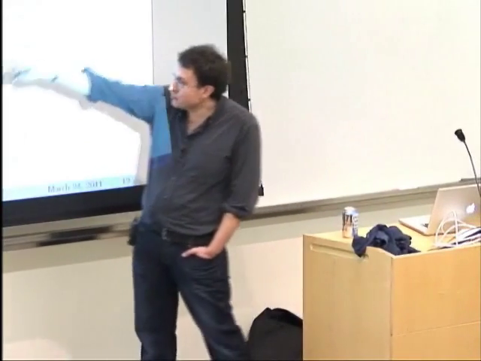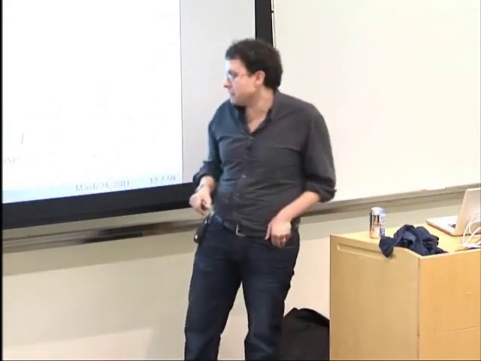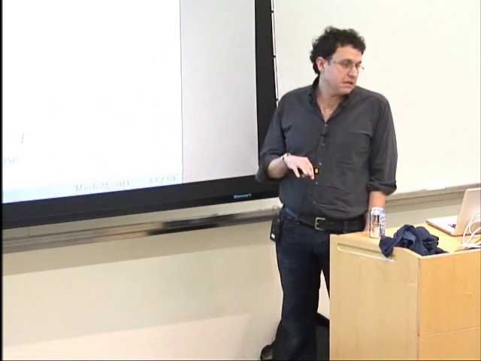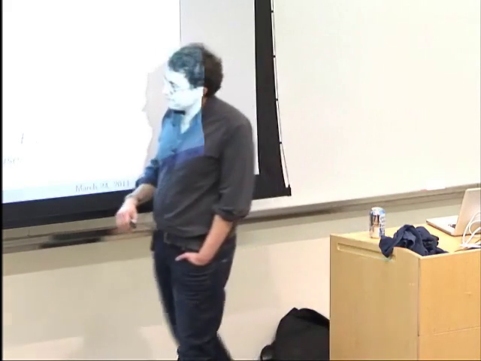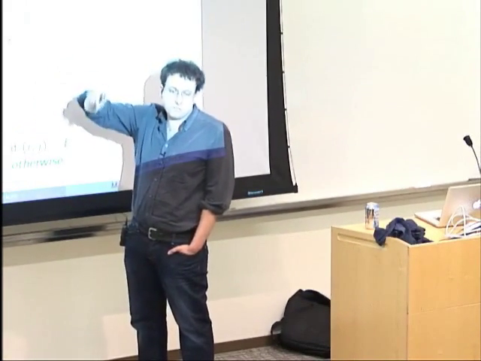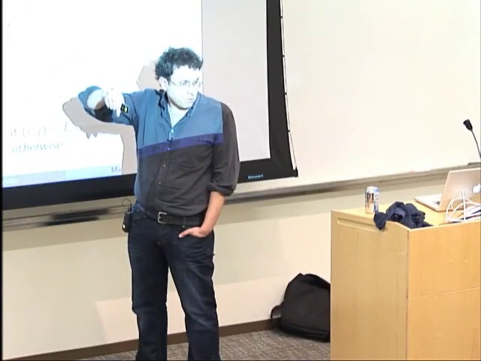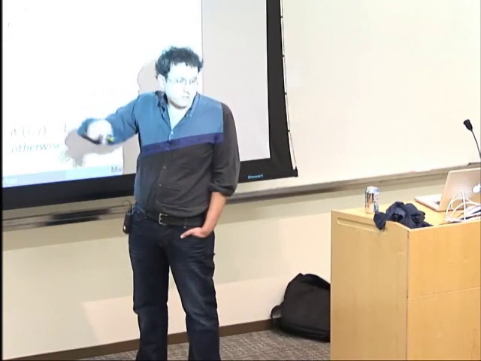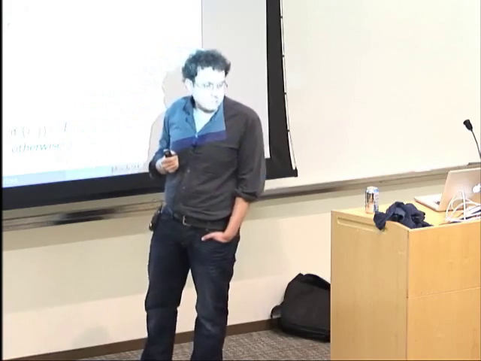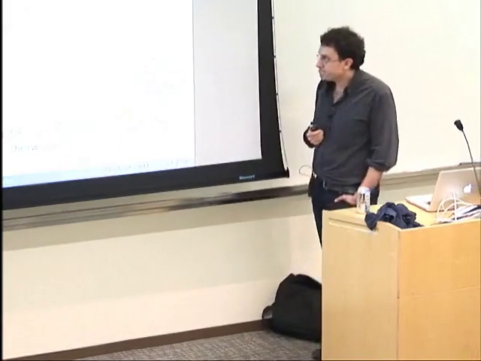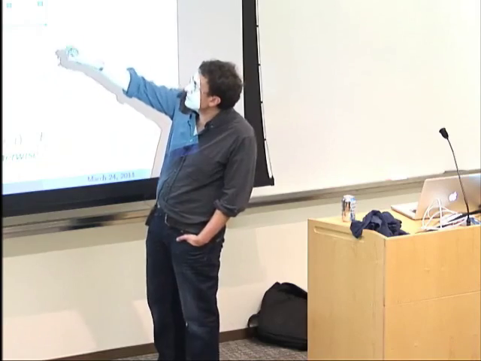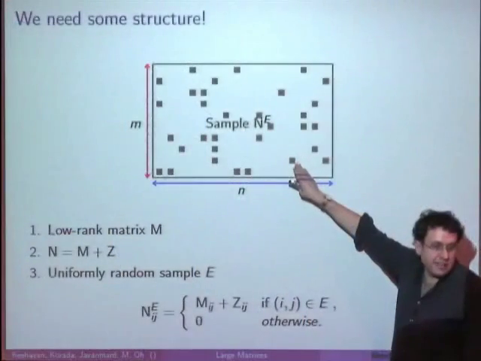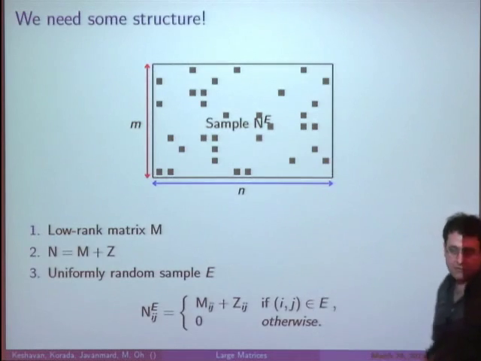And then out of this N matrix, this noisy matrix, we observe a sample, and the sample is a uniformly random sample of some size. You can think of this in two ways: either you observe each entry with some probability, or you observe a uniformly random subset of entries of a given size. These are essentially equivalent. And this is the sample here. I will indicate the sample as NE. This is the matrix where I put to 0 all the entries that I didn't observe, or I put them to a reference value.